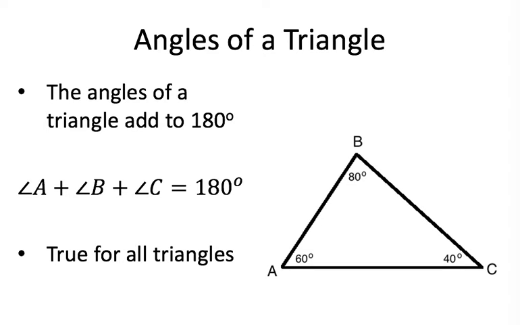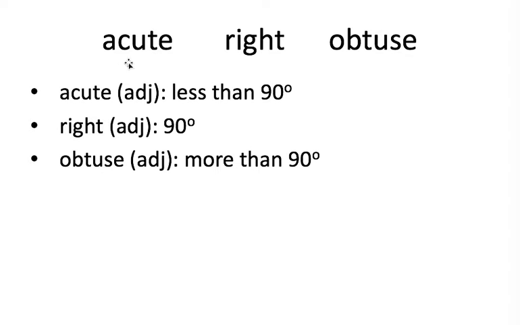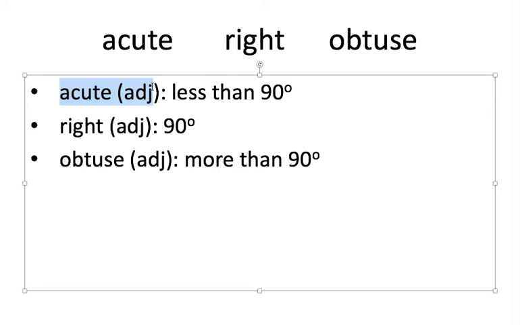Okay, so there are three types of angles. You can categorize angles as either acute, where the angle is less than 90 degrees. You can categorize it as right. A right angle is 90 degrees, or obtuse, more than 90 degrees. By the way, this ADJ means adjective, so the word acute is an adjective. And when I say acute angle, this word acute is modifying the word angle.